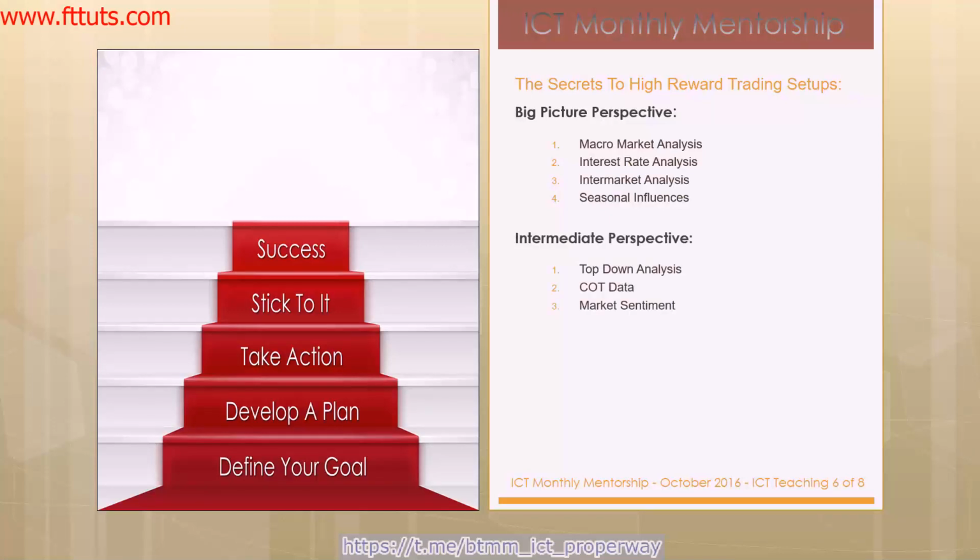The next area of study is going to be for an intermediate perspective. We're going to be looking at top-down analysis, COT data, which is commitment of traders, and market sentiment. And for our short-term perspective, we're going to be looking at correlation analysis, time and price theory, and IPDA, which is the interbank price delivery algorithm.